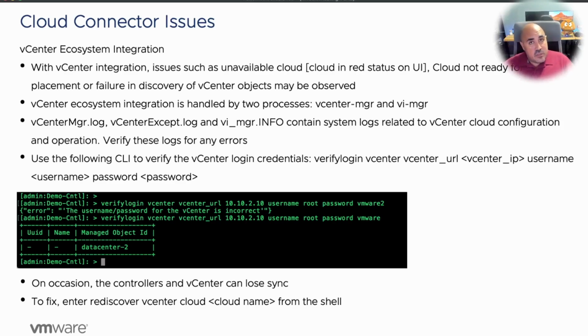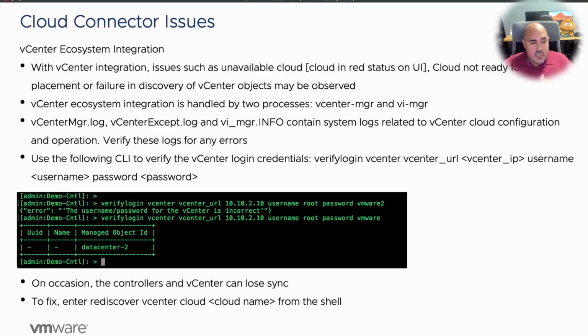In the case of vCenter, it's a little bit different. It will have its own log, but it will also have other logs, including the vCenter manager log, the vCenter exception log, and the vManager info log. These are very unique to vCenter because of the libraries we use to connect vCenter to our product. So keep in mind, if you have a vCenter cloud setup, these are the logs you're looking for when troubleshooting: vCenter manager, vCenter exception, and vManager info log.